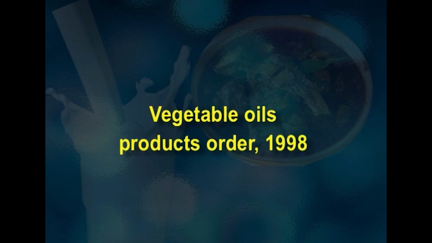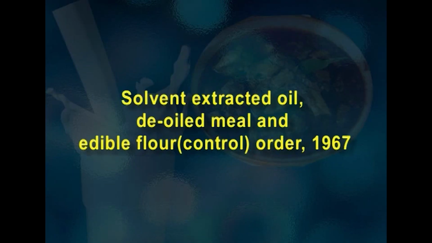This was enforced in 1998. Here it lays down the products like vanaspati, vegetable oils, margarine, bakery and shortening agents. To develop or manufacture these products, standards have to be followed or maintained. The next order is the Solvent Extracted Oil, De-oiled Meal and Edible Flour Control Order. This was enforced in 1967. This order covers whatever edible oils we are using and how they are being produced or manufactured. Usually oils are extracted from oil seeds or nuts.